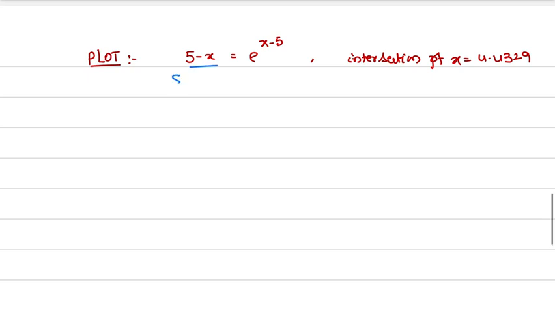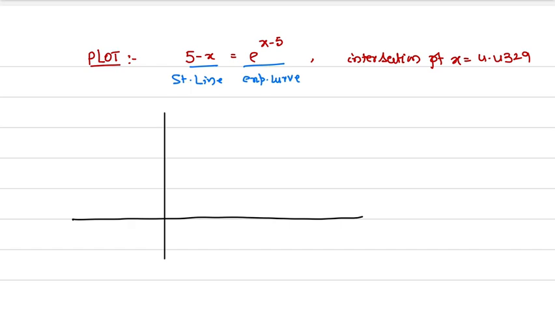This is a straight line. This is an exponential curve. Now let us draw both and find out the intersection point, and that is the plot of this graph. Now, this is the y axis, this is the x axis. Let us draw 5 minus x, which has an intercept x is equal to 5, y is equal to 0. At x is equal to 0, the left hand side gets an intercept of y at 5.